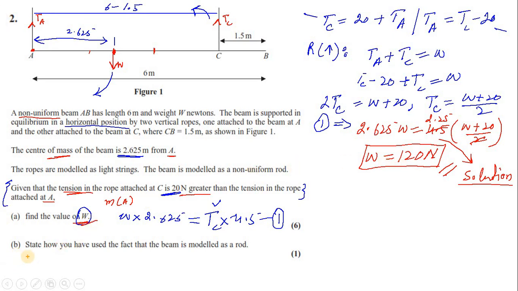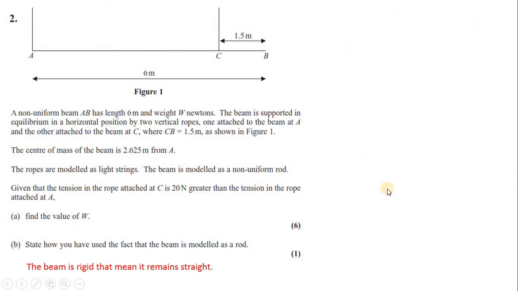Part B: state how you have used the fact that the beam is modeled as a rod. A typical justified reason is that when you consider something as a rod, you are considering this object, no matter how big, how small, how thick it is, as a rigid rod or rigid plank. That means there is no bending, it cannot bend. So that's the meaning of modeled as a rod: a rod is a rigid object that does not bend. That's how you can explain your assumption.